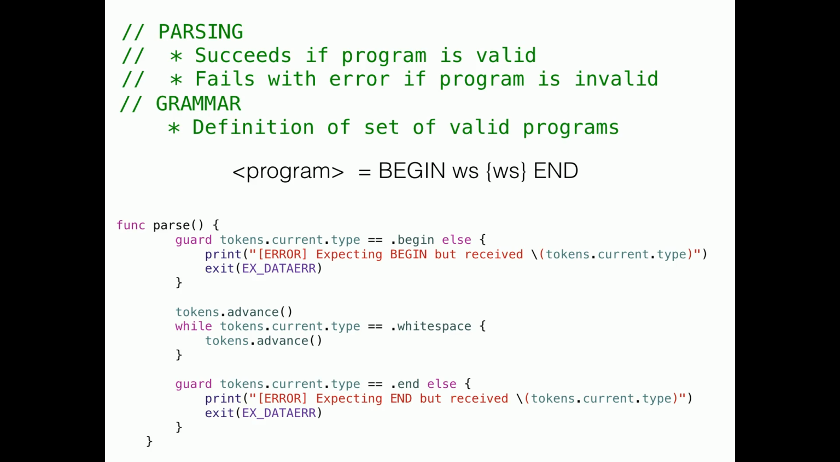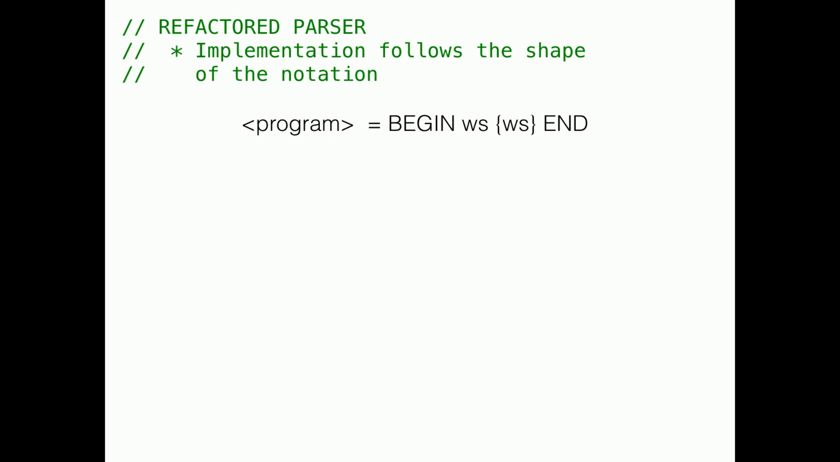Now, just in this simple example of this parser, we actually see something that's important, which is that our parser implementation follows the shape of our notation. And that's why I introduced the notation, not just as some kind of academic exercise. It's because the notation is actually going to be really useful in defining what our implementation is going to look like. And I think that gets a little bit clearer if we refactor our parser a little bit.